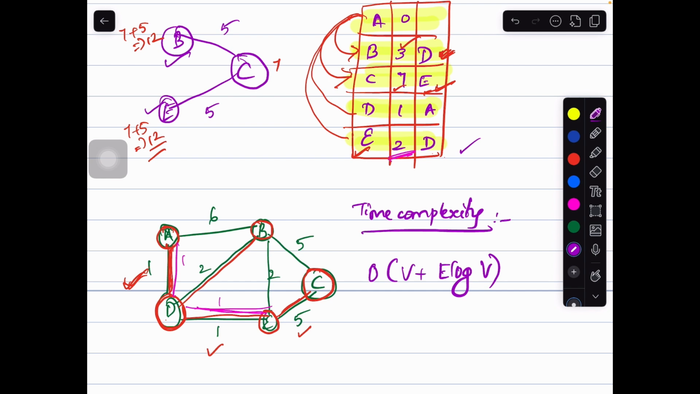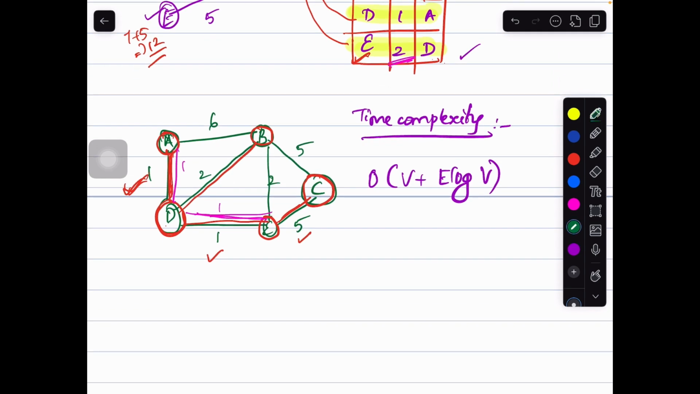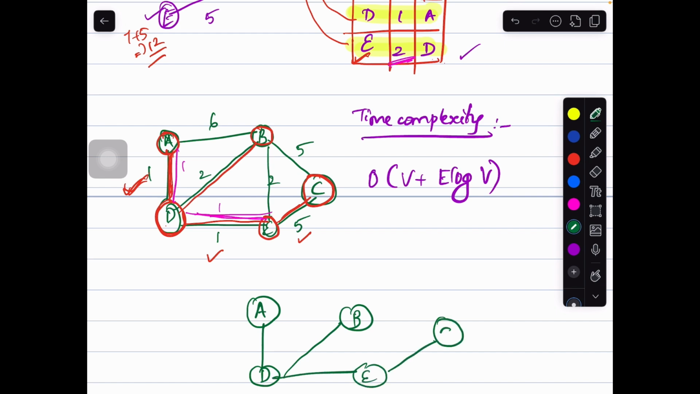So the final graph we have for Dijkstra's algorithm is A to D, now D to B, D to E, and E to C. So this is the shortest path spanning tree which we have obtained for this given graph.